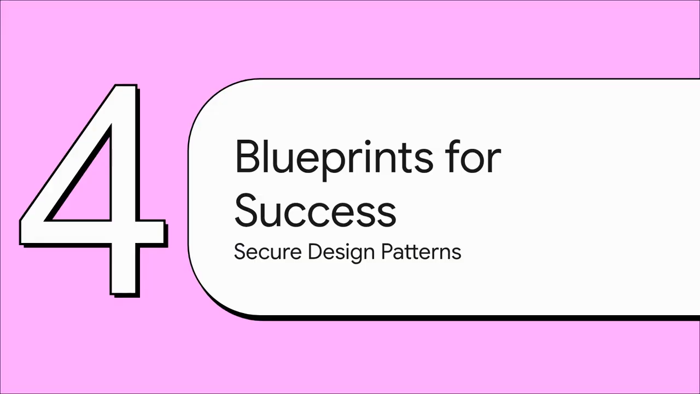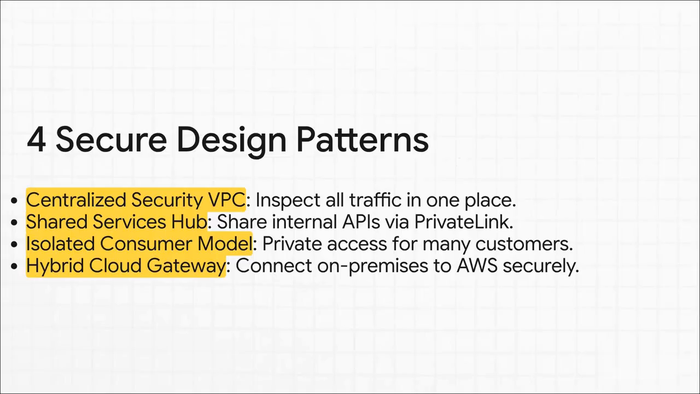Okay, so now we got all the individual tools. We have our NACLs, our security groups, our VPC endpoints. Let's see how we can put these together into some really powerful architectural blueprints for success. Let's dive into 4 really practical design patterns. First, you've got the centralized security VPC, which makes life easier by routing all traffic through a single inspection point.